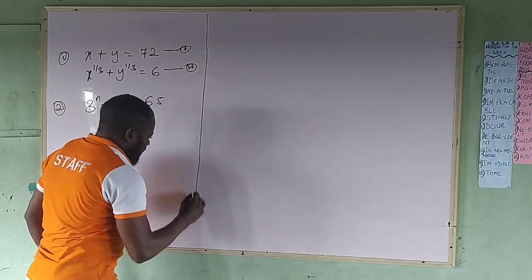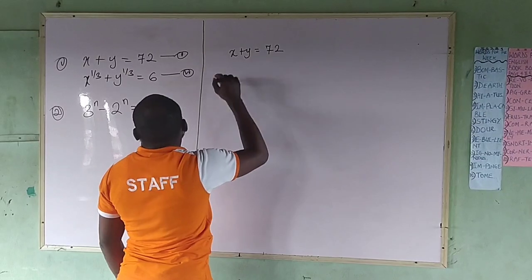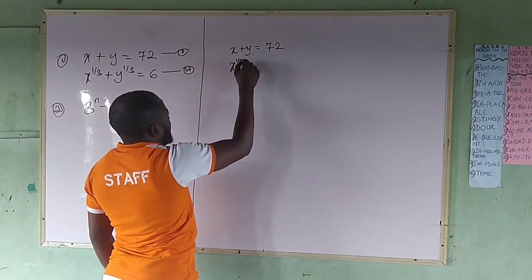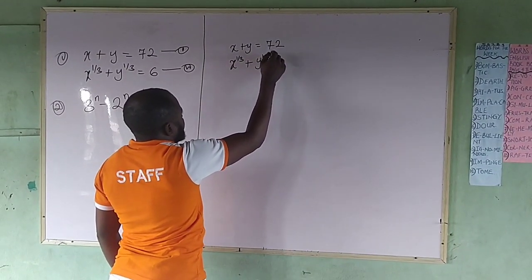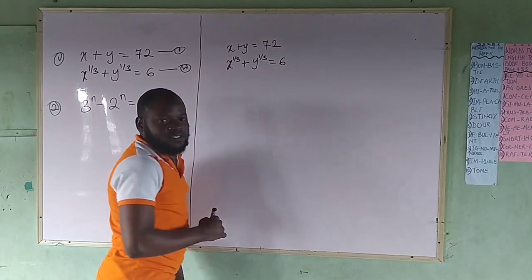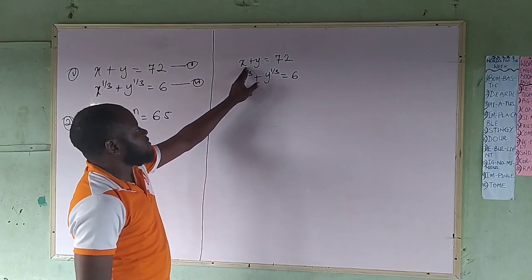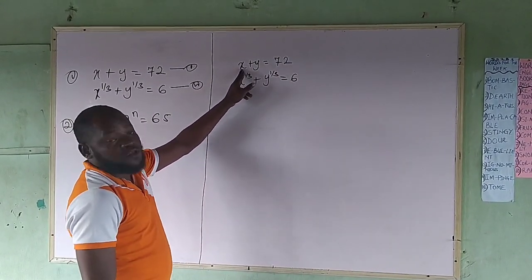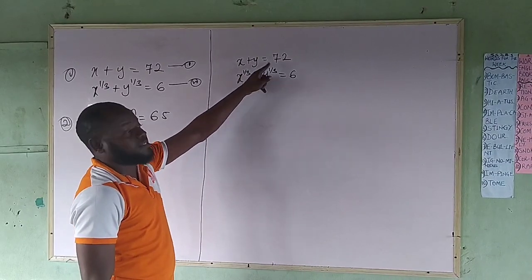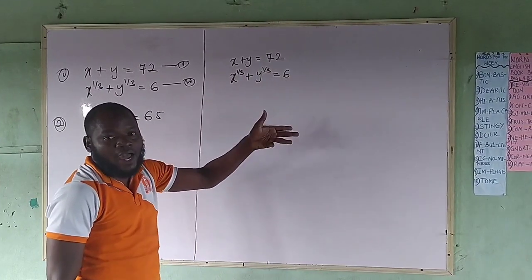Alright, so for the first one I have x plus y equals 72, and I have x to the power of 1 over 3 plus y to the power of 1 over 3 equals 6. Now the question is, how should I go about this? Very simple, it's a simultaneous equation, right? And I can use substitution method by making x the subject of the formula from equation 1. So I'm going to be having x equals 72 minus y.